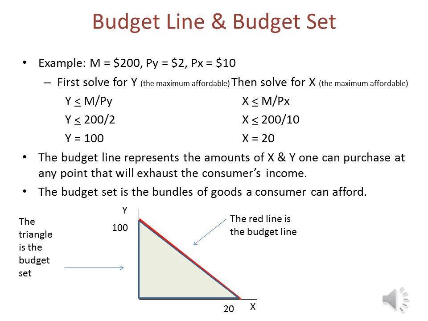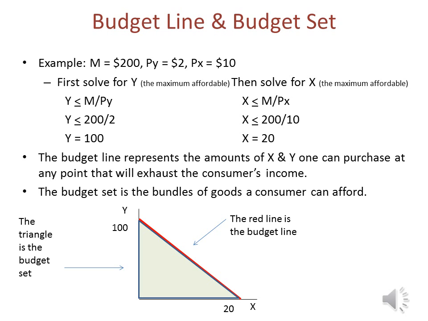Then solve for X. Use the following equation. X is less than or equal to M divided by PX, or quantity of good X is less than or equal to income divided by price of good X. Plug in 200 for M and 10 for PX and divide. This gives you 20, the maximum affordable amount of good X that can be purchased. Plot this point on your graph.